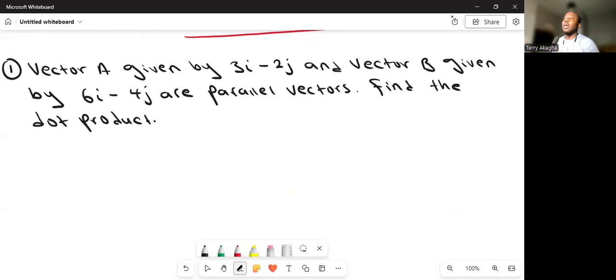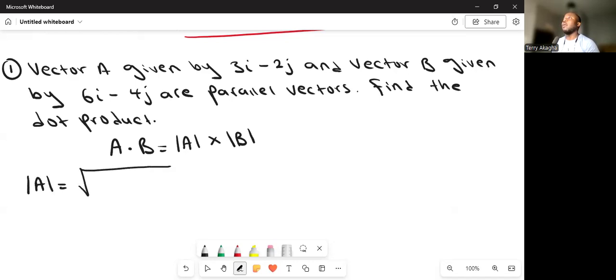So that means we now know that A dot B is going to be, because they are parallel, the magnitude of A multiplied by the magnitude of B. So the first thing we have to do is to find the magnitude of A. I've talked about magnitude earlier. But before we do that, we can now rewrite A.